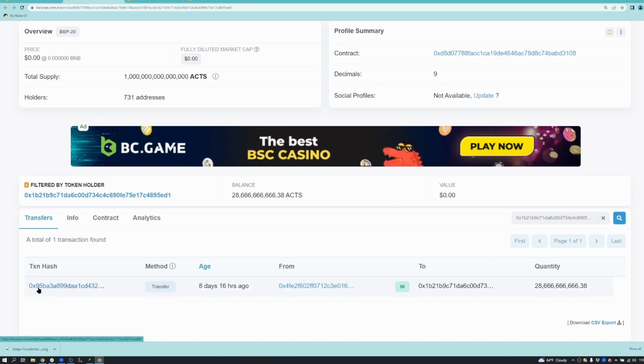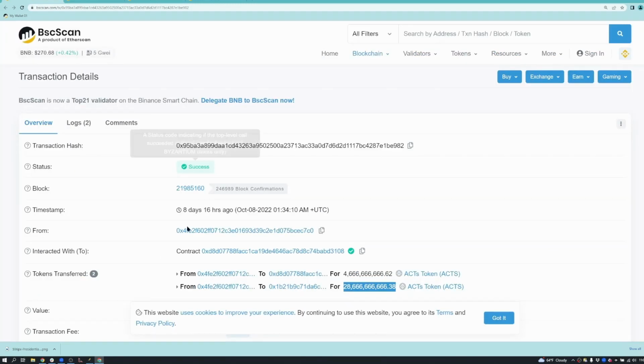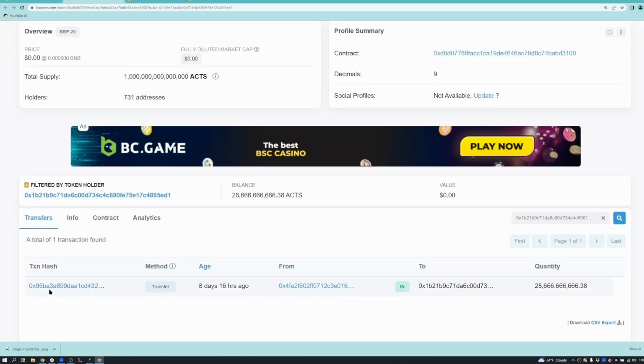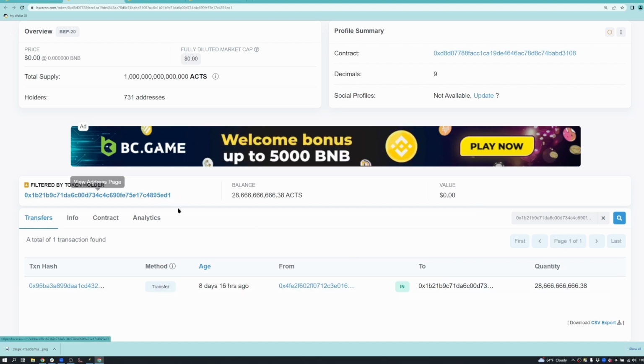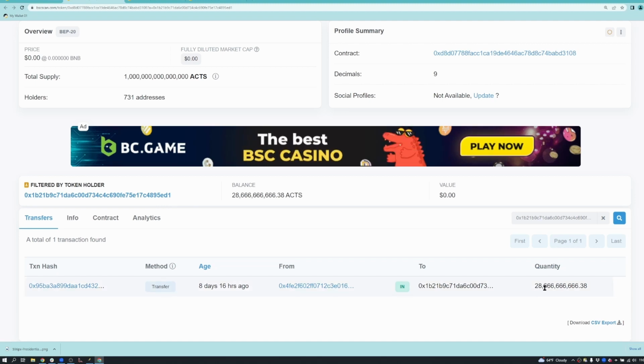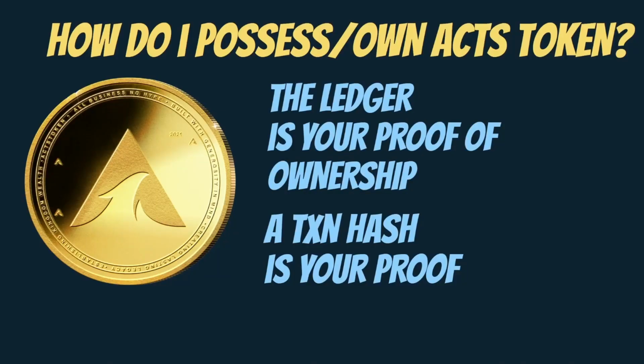Okay, this is the transaction hash. We click that, we would go back to this same thing, 0x95. See 0x95 here. Okay, this ledger entry is the proof of ownership for this wallet holder ending in ED1. So this transaction hash proves that the wallet ending in ED1 owns 28.66 billion. All right. So a transaction hash is your proof of ownership.